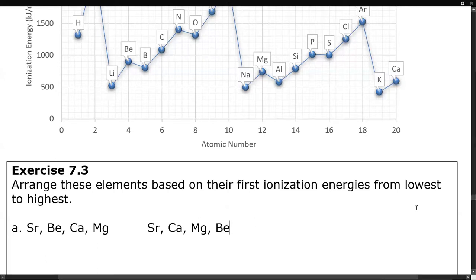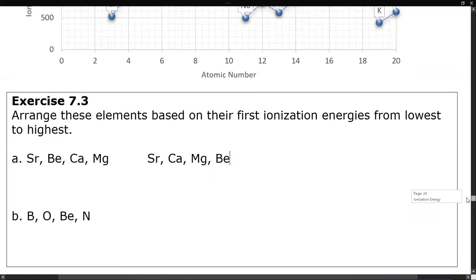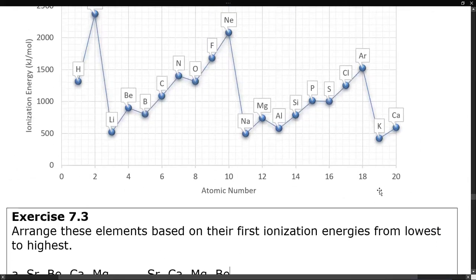Now, this next one takes advantage of all the blips in the trend for that second row. So it's not just a left or right thing. So you've got beryllium, oxygen, boron, nitrogen. But if I look at it, you would expect oxygen and nitrogen to have a higher ionization and beryllium and boron to be lower. But the lowest is going to be boron, then beryllium, then oxygen, then nitrogen, because you've got the blips at 2A and 5A.